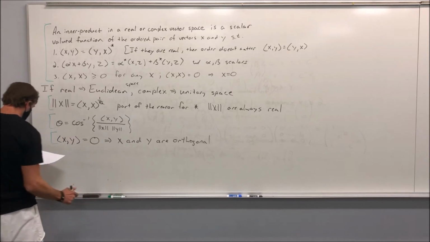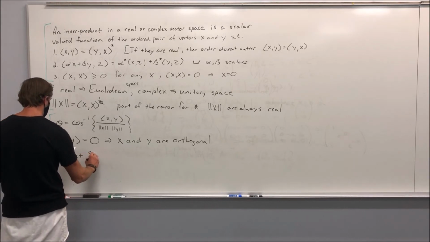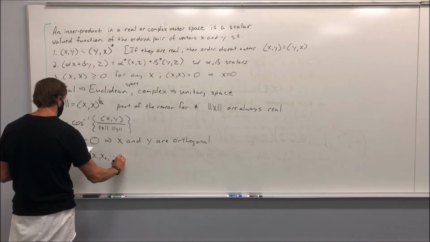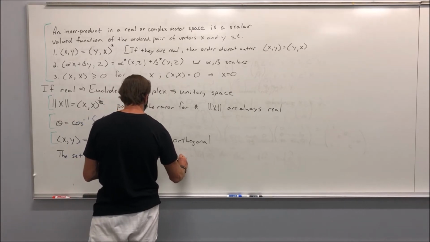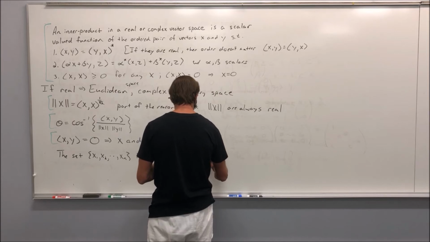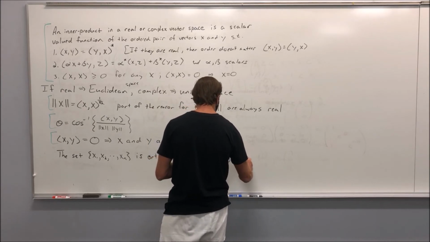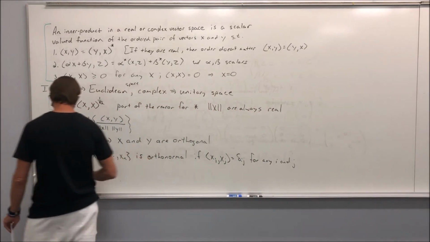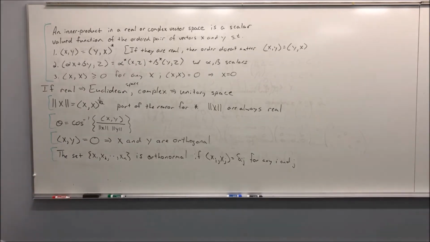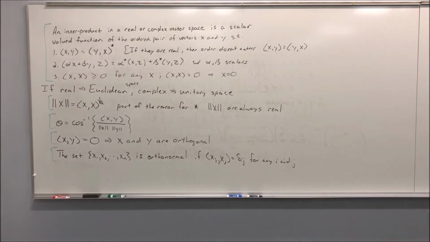And then this, of course, last but not least, leads us to the notion that the set x1, x2, ..., xn is orthonormal if the inner product of xi with xj is equal to delta ij for any i and j. Okay? Where the result of the inner product is, of course, the delta function, which is 0 or 1, depending on whether the indices are the same or different.